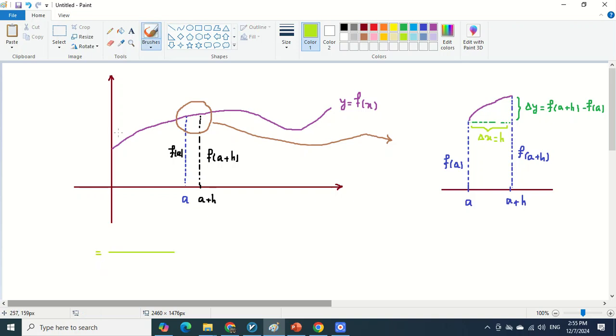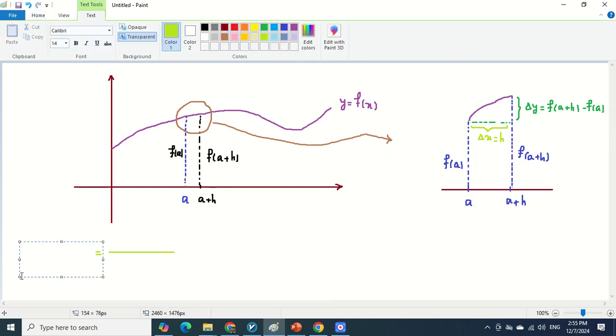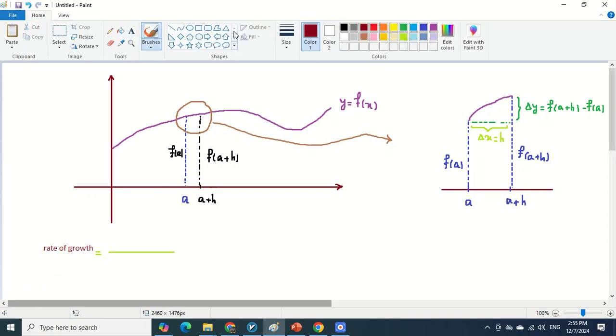This ratio evaluates the rate of growth. So I hope that you can see that word. Let me just make it like this. Okay, rate of growth is here, and as I said, we use this ratio that determines delta y over delta x, delta y over delta x.